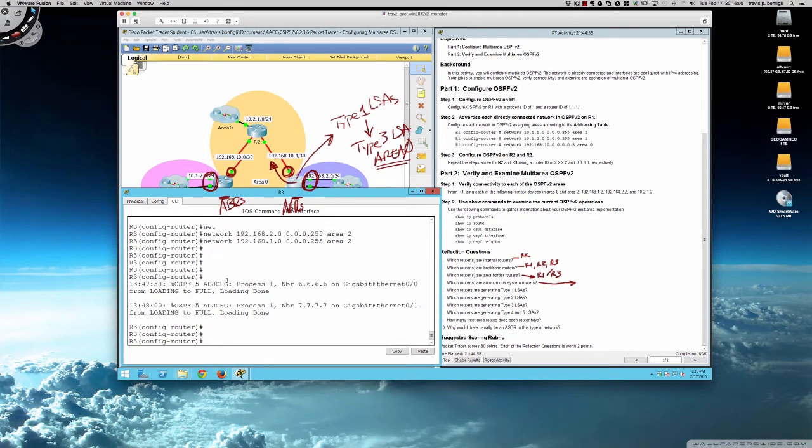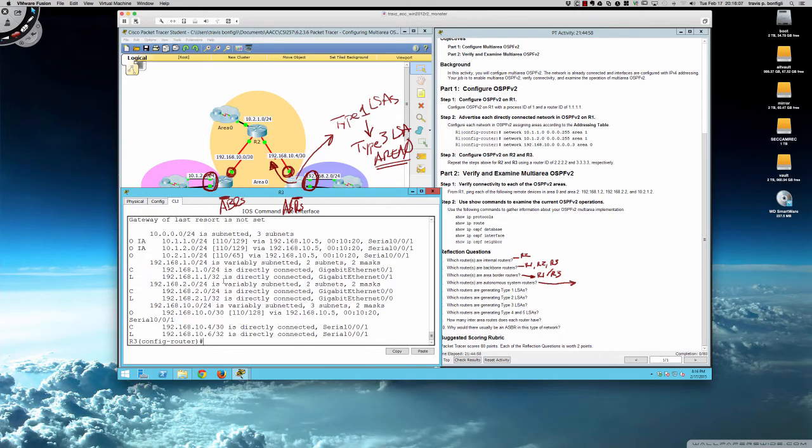Or I'm sorry, let's do show IP route. I think we're on router 1 there. So on router 3, this is considered an intra-area route, right? These are considered inter-area routes. And so a very key concept to remember, not only for the CCNA, but as you move on with your Cisco studies, if you decide to move on to the CCNP, is that intra-area routes will always be preferred over inter-area routes, and that is irrespective of the cost.